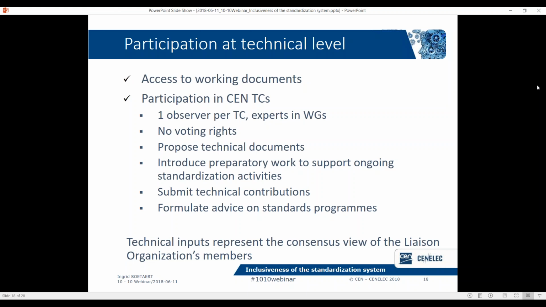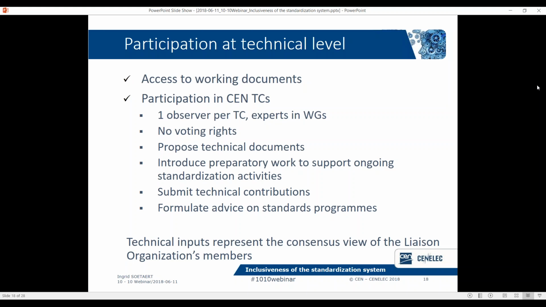The liaison organization has access to the technical committee and working group documents and participates in the meeting without voting rights. They can propose technical comments with a view to their possible conversion into CEN or CENELEC deliverables. They can introduce preparatory work as a support to ongoing standardization activities. They can submit technical contributions and formulate advice on current and future standards programs.